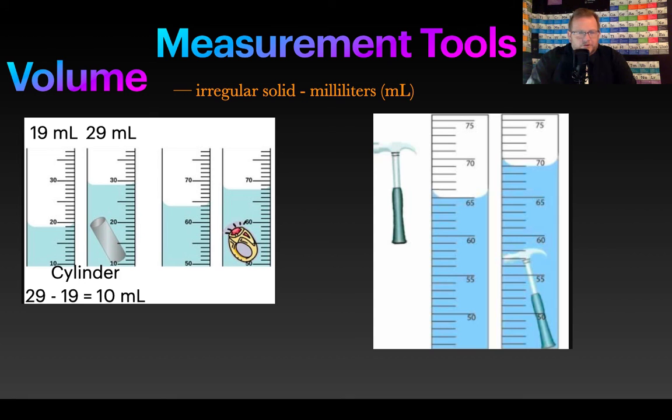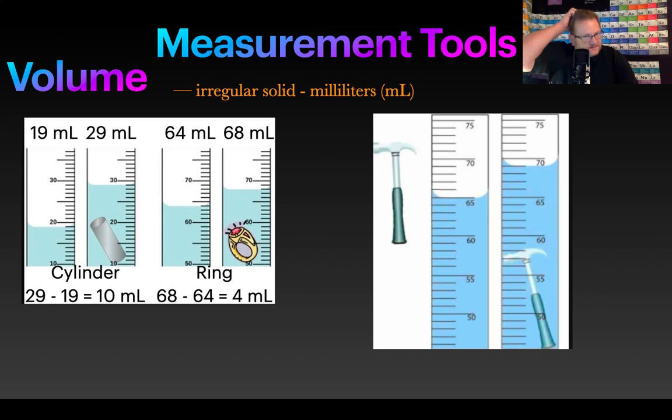So now we're going to do the same thing with this ring. What's the volume there? 64. And what's the volume with the ring in it? 60, there's 65, go up 3 more, 68, and then subtract, and the volume of the ring is 4 milliliters. And we'll do this hammer next, okay? So we measure the amount of water that's there. Remember, we're measuring from the meniscus, that's 65 milliliters, because it's right on the 65 line.